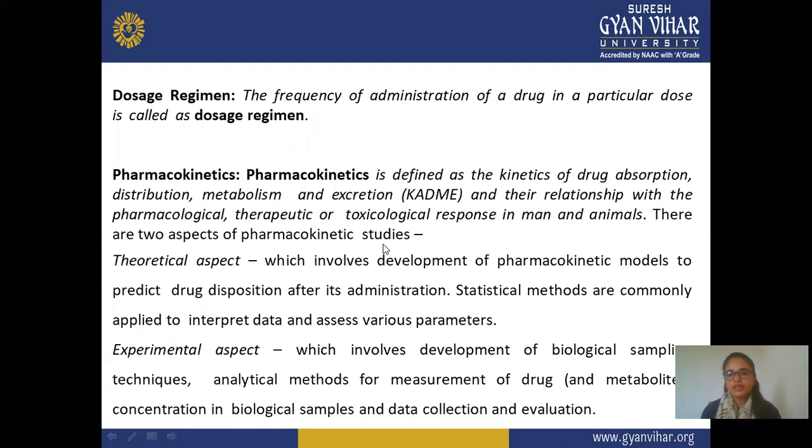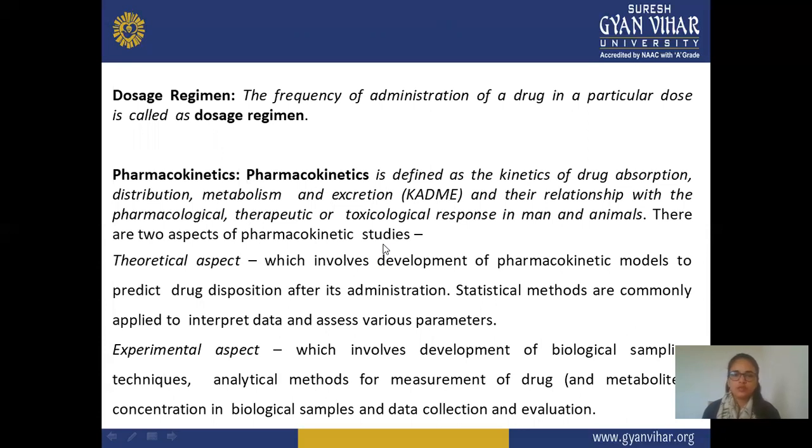Pharmacokinetics is defined as the kinetics of drug absorption, distribution, metabolism, and excretion. We already say that this is the study of ADME, that is absorption, distribution, metabolism, and excretion, and their relationship with pharmacological, therapeutic, or toxicological response in man and animals. With the help of this study of the kinetics of ADME, we check the relationship with pharmacological, therapeutic, or toxicological response, meaning how suitable that particular drug is for showing a therapeutic or pharmacological response, as it may also have some toxic side effects. You can study all these parameters with the help of ADME kinetics, and with the help of man and animals we can compare this relationship.